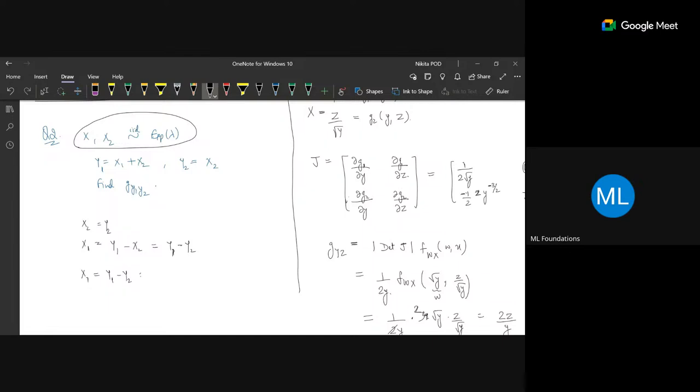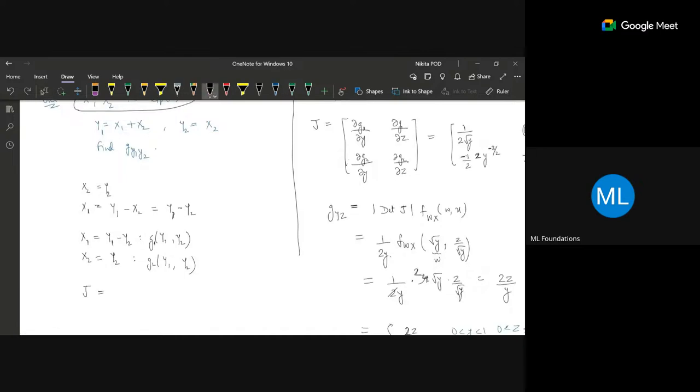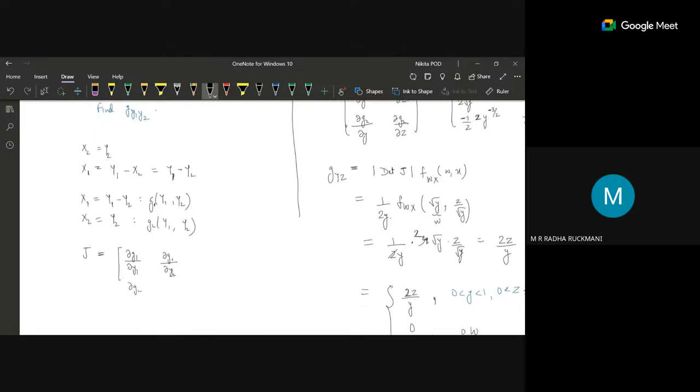So we got x1, which is y1 minus y2. This is some function of y1, y2, let's say g1 of y1, y2. And x2 is y2, which is some function g2 of y1, y2. Now if we find the Jacobian matrix, this is dou g1 by dou y1, dou g1 by dou y2, dou g2 by dou y1, dou g2 by dou y2.